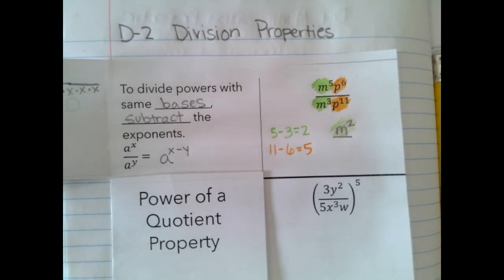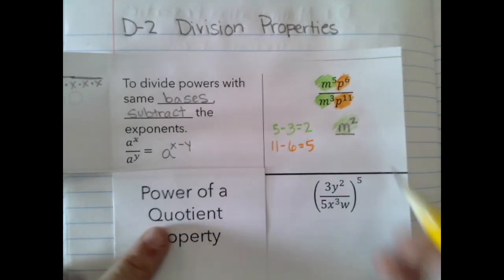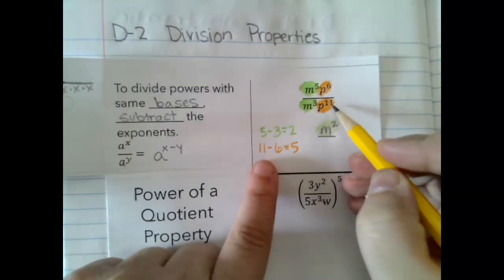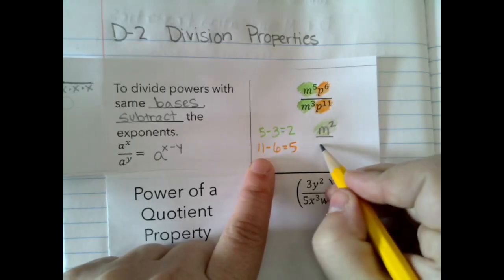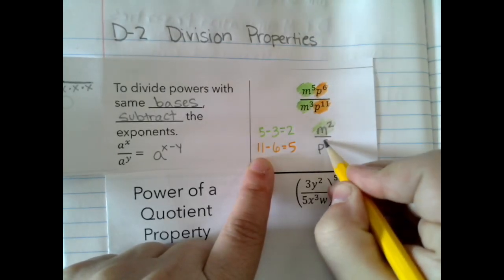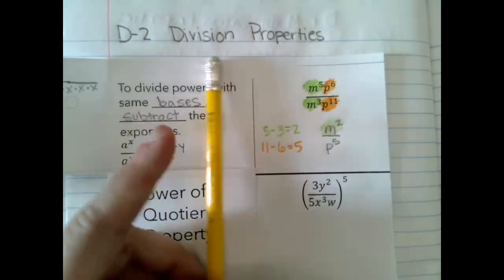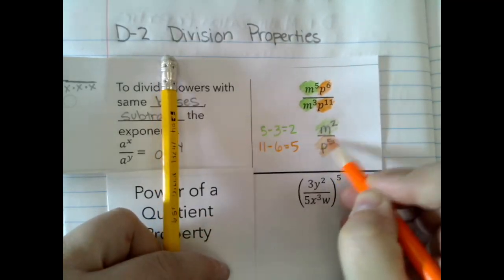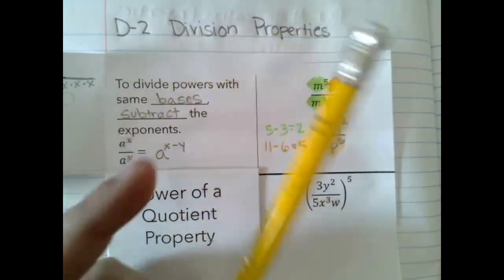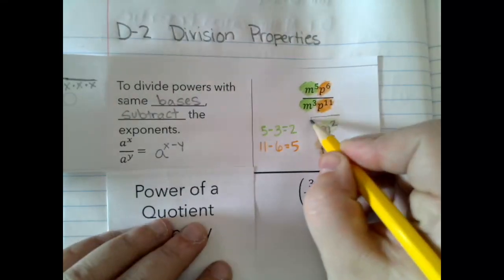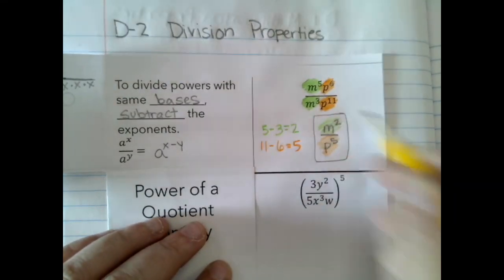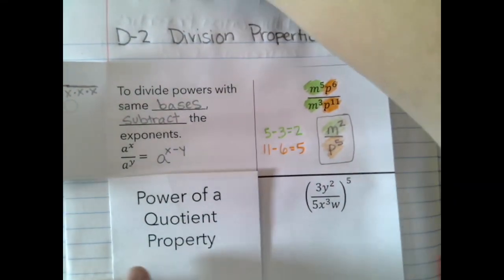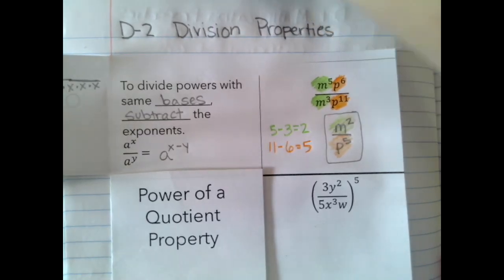And where are those 5 p's going to end up, in the numerator or the denominator? Where did I have more? The 11 was on the denominator, so we have p to the 5th power in the denominator.